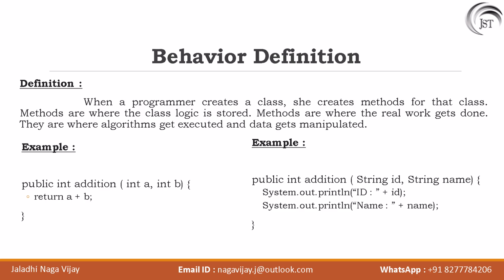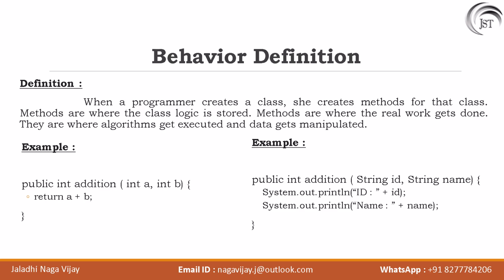See, you can take another example: public int addition, string ID, string name. String ID, string name are the parameters. Int is the return type. Addition is the method name. Public is a modifier, that means access modifier or access specifier. In between the braces, we have system.out.println. That is the body of the method.